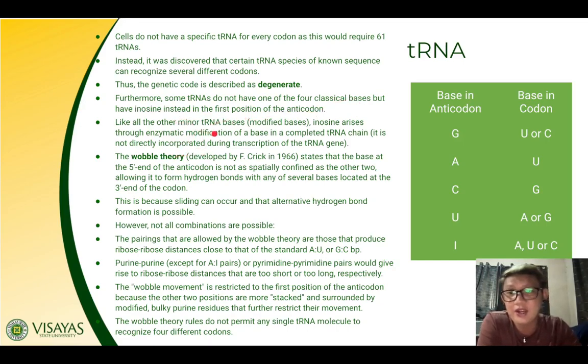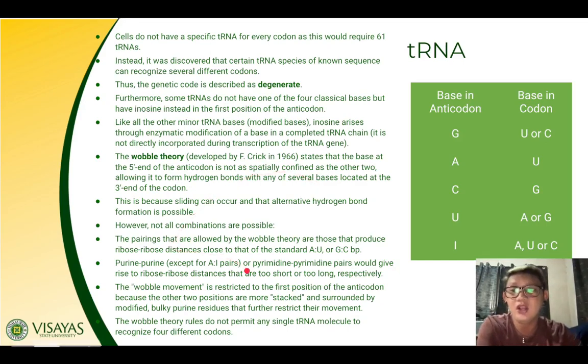Like all the minor tRNAs, inosine arises through enzymatic modification of bases in a completed tRNA chain. The wobble theory developed by Francis Crick in 1966 states that the base at the 5' end of the anticodon is not spatially confined as the other two, allowing it to form hydrogen bonds with any of several bases located at the 3' end of the codon. This is because sliding can occur, so alternative hydrogen bond formation is possible.